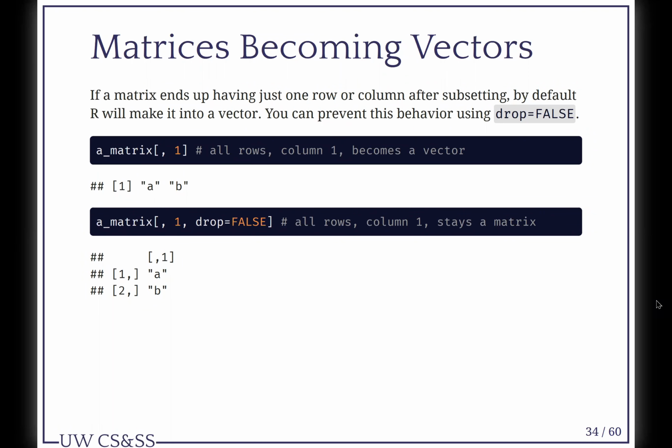So let's say we wanted all of the rows, but just column 1 of the A matrix. It returns a vector with A and B. So it has switched our data type without telling us. So bear that in mind when you're dealing with matrices, that it might switch to a vector without telling you. If you said drop equals false, again, after a comma that specified the row and columns, it will continue to be a matrix and give you back just the column that you asked for.